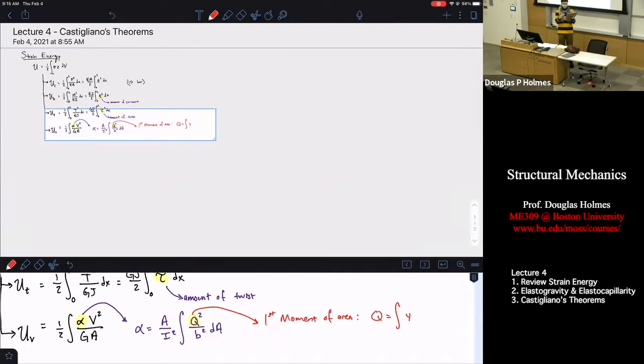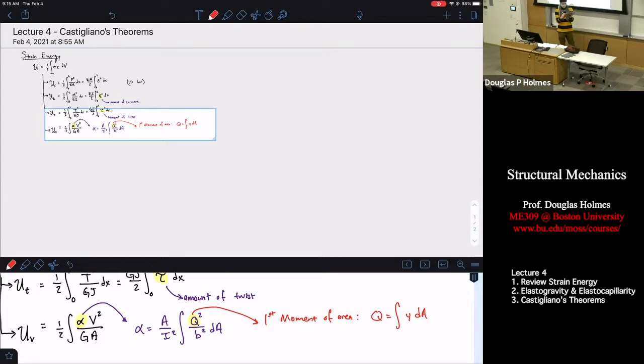So if you have something that is a rectangle, the neutral axis runs right through the center of this rectangle. Your y-axis would be 0 at the center, and so it's asking you to integrate along y over the area. This is your first moment of area, because y is to the first power.